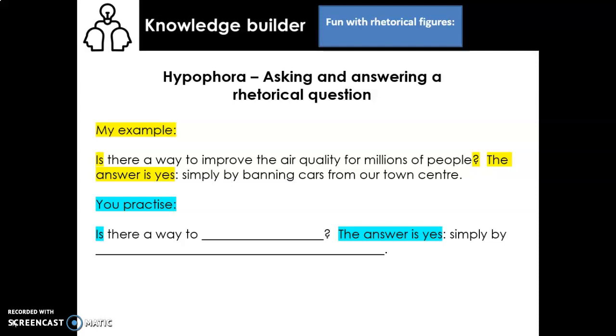So I've posed a rhetorical question, and here comes my answer. The answer is yes, simply by, what are we looking to do? Banning adverts that make sugary and fatty foods irresistible. Okay, so pause it. You don't write my copy out. Now, guys, I would think it would be really good if you write down the definition, hyperporia, asking and answering a rhetorical question, and then your practice sentence. Okay? Have fun.